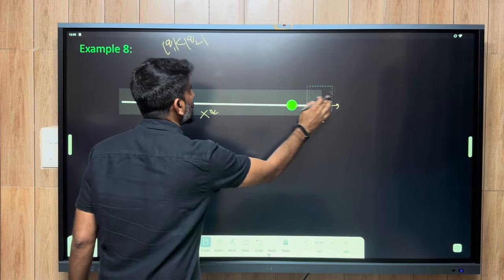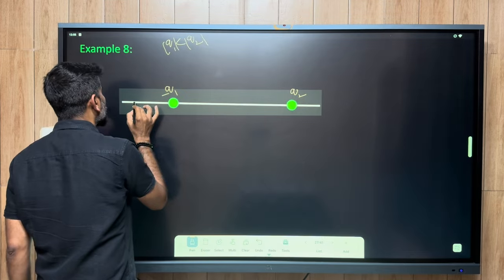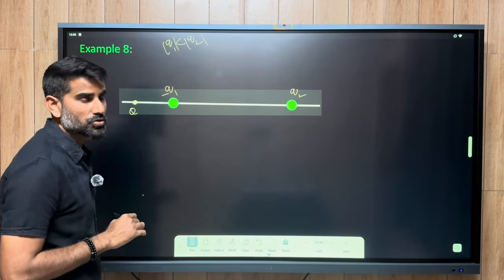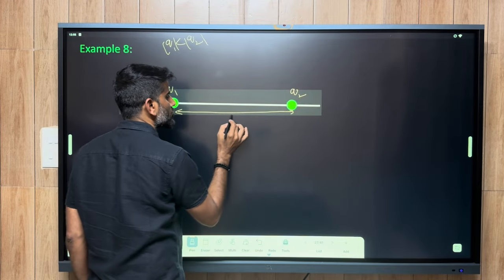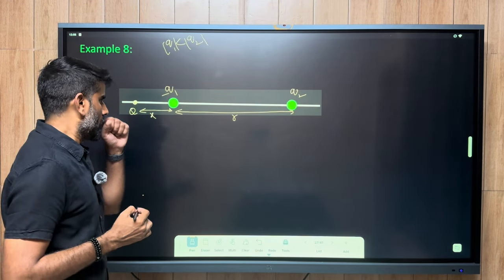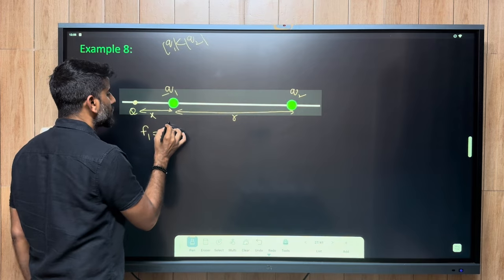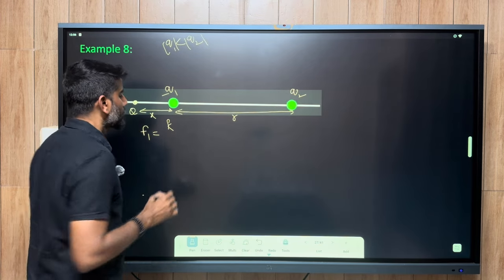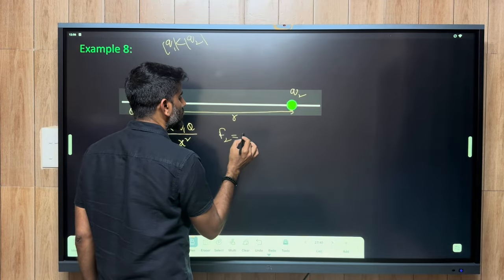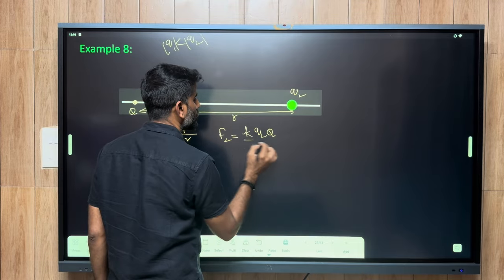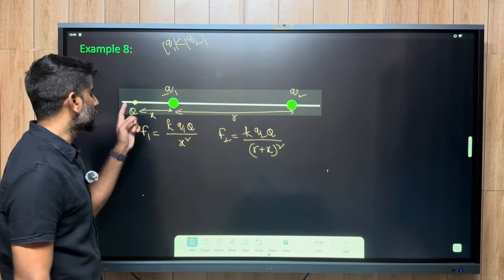Now I'm going to erase the entire thing, I'm going to rewrite. This is minus Q1 and Q2. The equilibrium position will be somewhere here. I'm taking the charge Q. I'm considering this distance as X, and as I've already mentioned, the separation between the two objects as R. Now, the two forces: F1 is equal to K, I'm going to write the magnitudes only, K Q1 Q by X square, and F2 is equal to K Q2 Q by (R plus X) whole square.